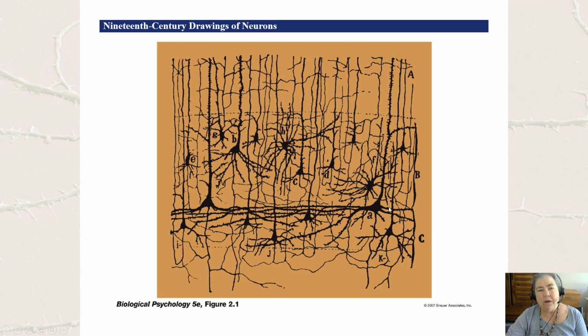And even though at that time very little was known about the function of the nervous system, it was apparent to anybody doing this kind of work that the nervous system was extremely complex. And in fact, the nervous system of a human being is the most complex system known to man.